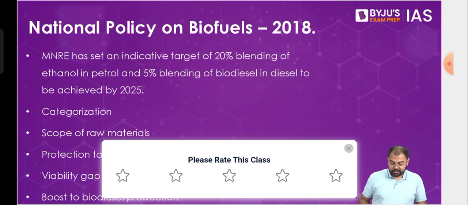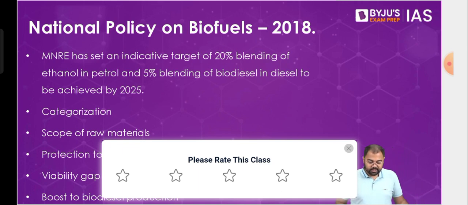Alright. So next up we have the national policy on biofuel of 2018. Now when we look at the national biofuel policy, in 2018 this policy was brought in, and this was not the first policy. Before this we had the 2009 biofuel policy as well. But the 2009 biofuel policy never reached its targets, it never even reached anywhere near the target.